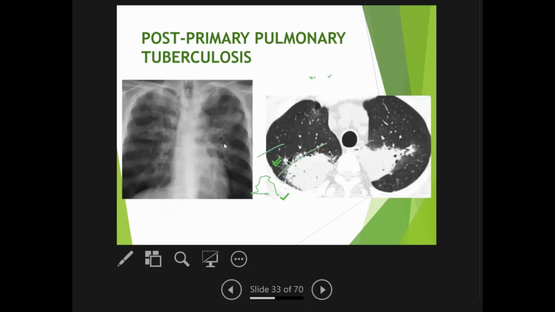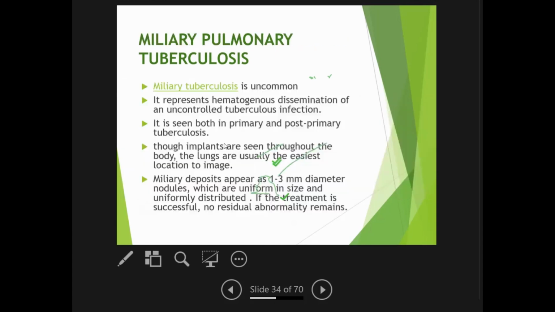Right, you can see the bilateral upper lobe consolidation in this patient's CT, showing the consolidation on both sides. Then miliary TB is uncommon, but it represents hematogenous dissemination. This is in uncontrolled TB infection, and we see it mainly in the chest X-ray. But you have to remember that it is all over the body. It is disseminated. We call it miliary when these nodules are less than 3 millimeters, usually 1 to 3 millimeters only, and they are uniform in size, evenly distributed. Once treatment is successful, it does not produce any effect on the lung.